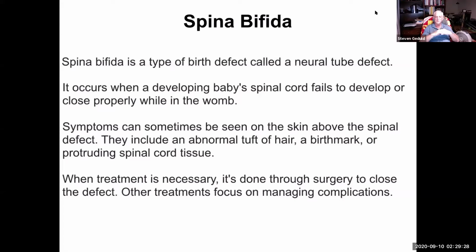Symptoms we see on the skin above the spinal defect include an abnormal tuft of hair, a birthmark, or protruding spinal cord tissue. It can be from a minor little tuft of hair to a major puff of spinal nerves outside the cord. Okay? When treatment is necessary, it's done through surgery to close the defect. Remember, it's not something you can just cut off. That's your spinal cord. That's outside the vertebral column right now. Okay? And then you manage the complications of it.